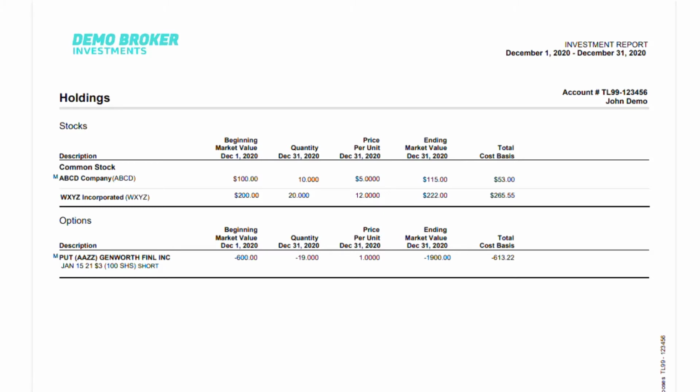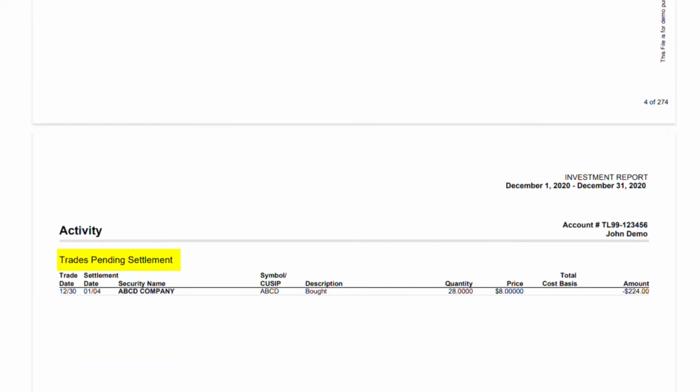Most brokerage statements also have a section for trades pending settlement. Often this may be found later in the statement after all of the activity. Note here that we have 28 shares of stock that were bought on December 30th. However, they did not settle until January 4th. The broker didn't include those in the holding section.